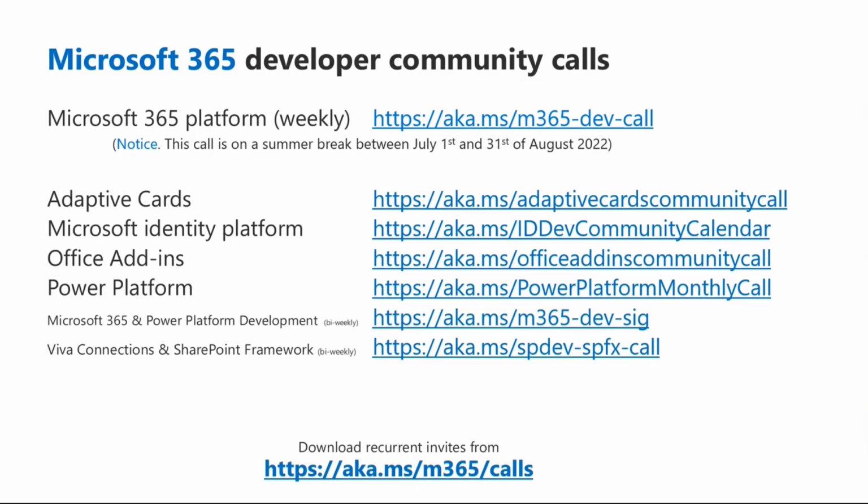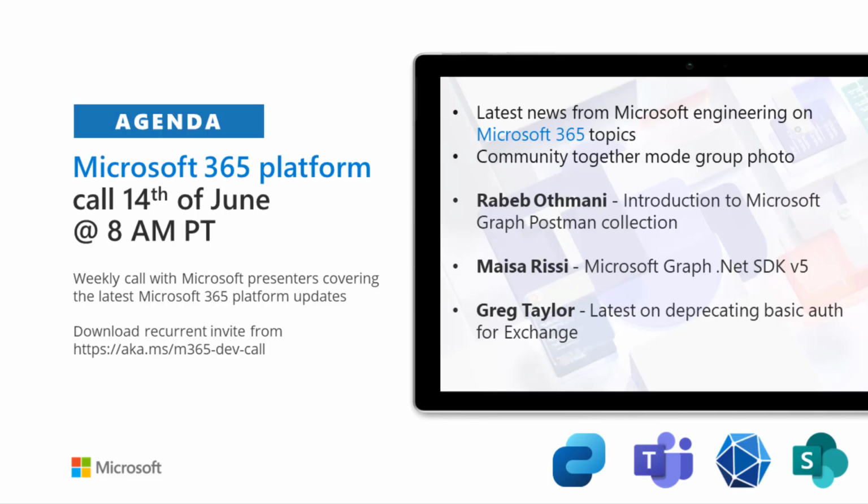There are additional calls for adaptive cards, Microsoft Identity, Office add-ins, the monthly Power Platform call, which is next week, and then, of course, the bi-weekly calls, one of which you're on right now, the Microsoft 365 and Power Platform Development bi-weekly call, and then the Viva Connections and SharePoint Framework call. Again, you can access all of these calls from aka.ms/m365-calls.